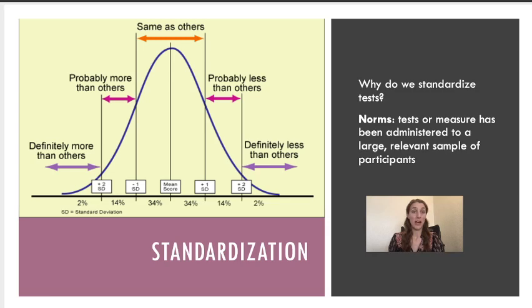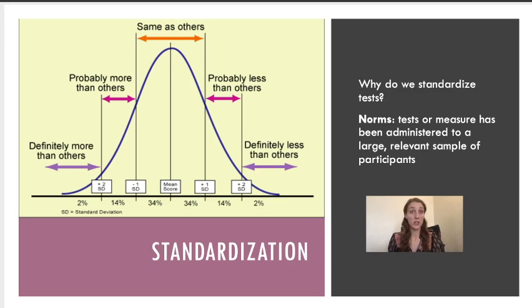And this, of course, goes back to our normal curve. The closer you are to the center, the closer you are to the average. If you go into the positive end of this curve, you'll be above others, right? Above average. But standardization is helpful.